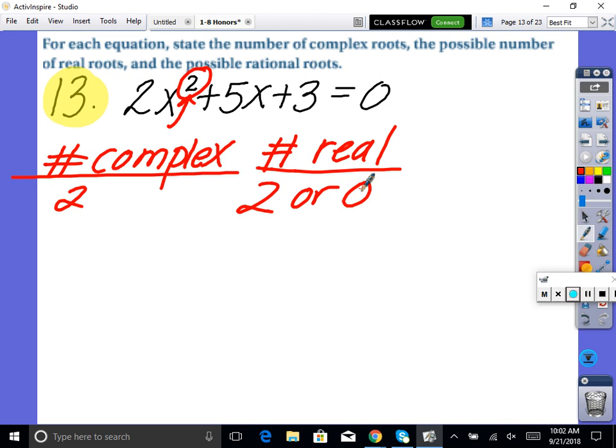It's going to have 2 real, or it could have 2 imaginary. It has to be 2 imaginary. There's no such thing as having 1 since they come in conjugate pairs. So really, how it works is it goes with the highest degree and then down in 2s. So that's the number of real.